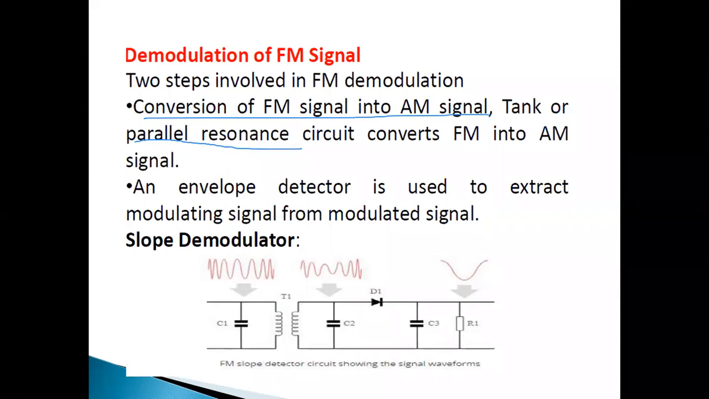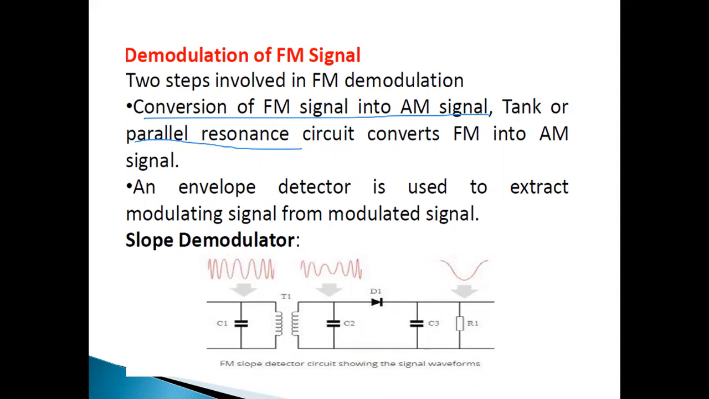The second step is to consider an envelope detector, which is already used in AM. This envelope detector is used to extract the modulating signal from the modulated signal. That is the purpose of a detector: converting the modulated signal into the modulating signal, the original signal.